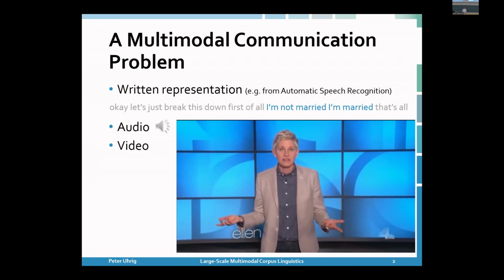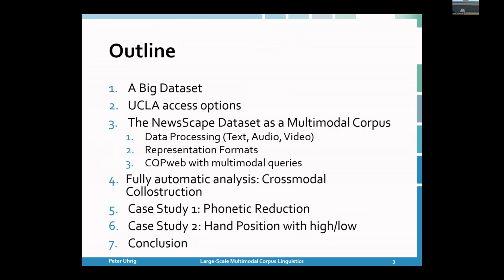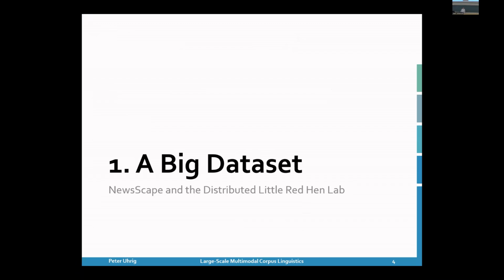Now, where do we get this from? I talked a bit about the data set and how it's accessible at UCLA. And basically, my project, how to turn that into a multimodal corpus so we can use it in corpus linguistics. And I'll give you some case studies and explanations then. So let's start with the NewsScape and the distributed Little Red Hen Lab.